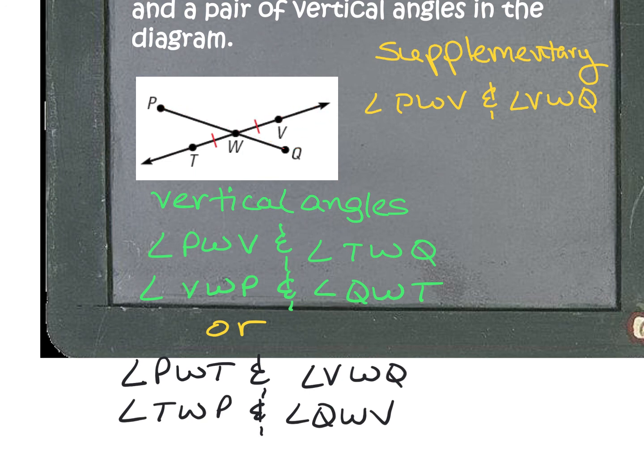Let me erase the red. And I could keep rotating around. Now, I could have also still used the PWV, and then I could list the other supplement this way. So I could still state that PWV, and this time it's with angle TWP. Remember, on all these, you can reverse the letters as well. I can keep going around my figure. So now I could go from this one to this one. So there's a whole bunch here.